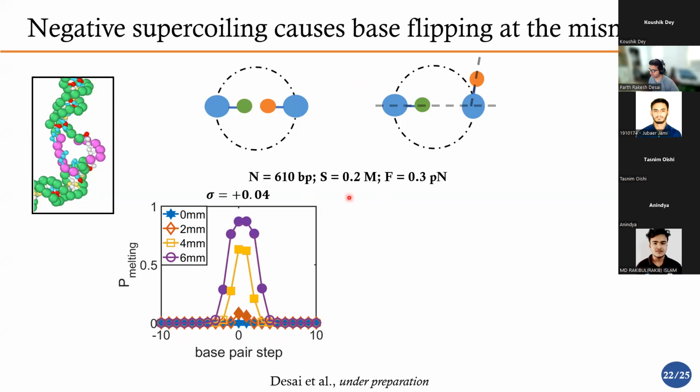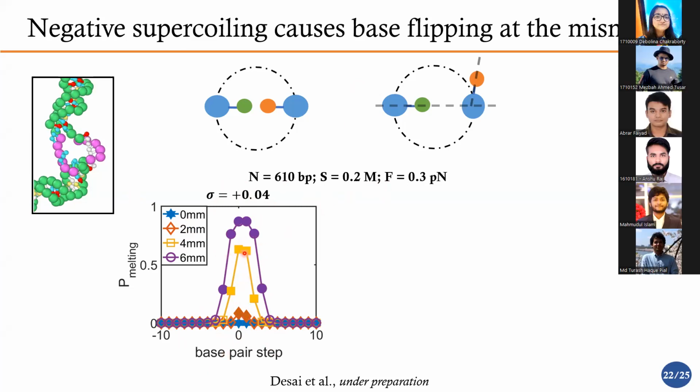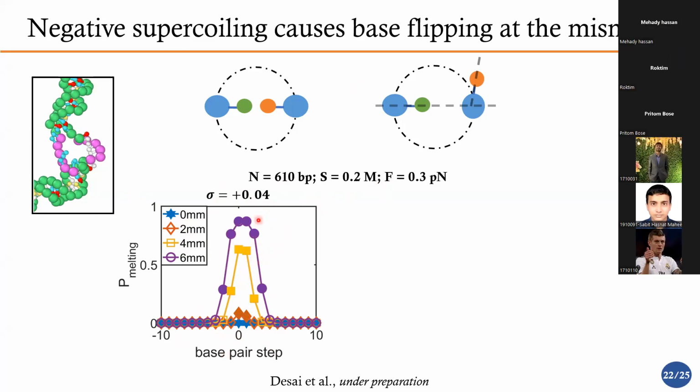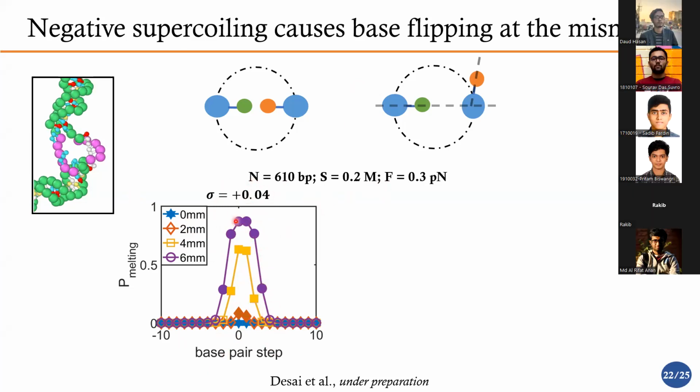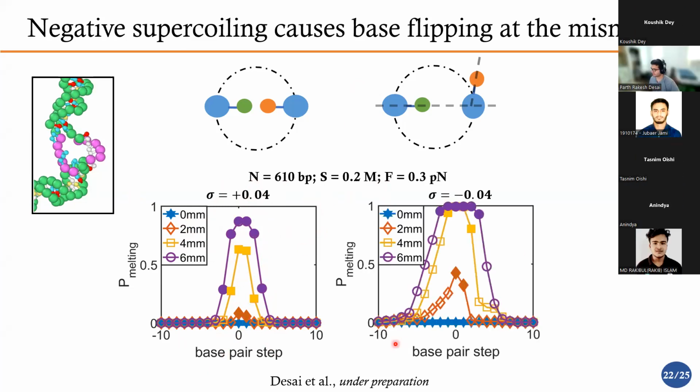We observe that for positive supercoiling, the 2 mismatch case, where the mismatches are at the center, which we call base pair step 0, the filled line here is almost never locally melted. But as you increase the number of mismatches to 4 and 6, you see significantly more local melting, even for positive supercoiling. And as you go to negative supercoiling, you can see that for the 2 mismatch case you have a very high probability of local melting, even under the same condition, right?